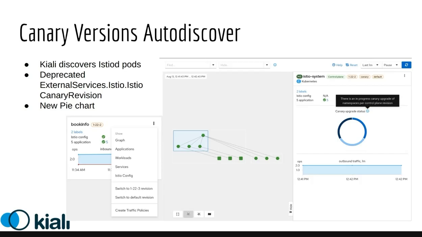As well as in the mesh page, in the summary section, that Canary upgrade status pie chart is changed. So now it can show several versions, like which show in which particular Istio-D version how many namespaces are migrated. So it's not only one direction, whether it is current or Canary, but it can be multiple revisions of Istio. So that's it.